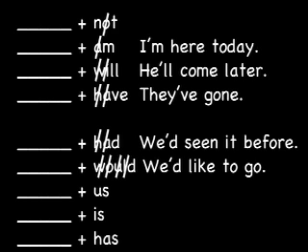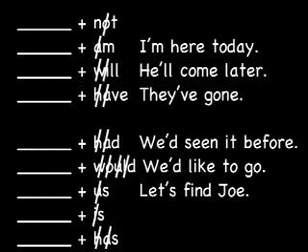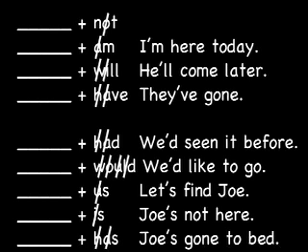Contractions ending in apostrophe S can also be confusing in their meaning. Apostrophe S can be the short form of us, is, or has. The sentence, let's find Joe, means let us find Joe. The sentence, Joe's not here, means Joe is not here. The sentence, Joe's gone to bed, means Joe has gone to bed.